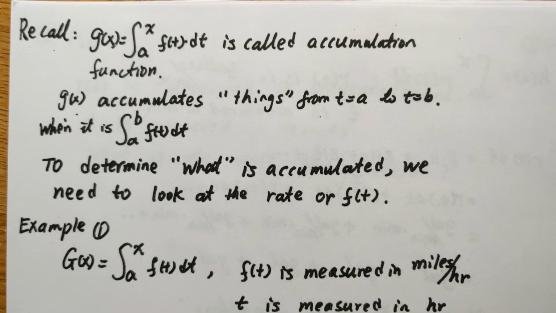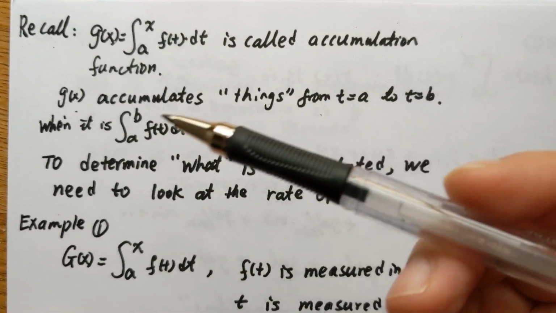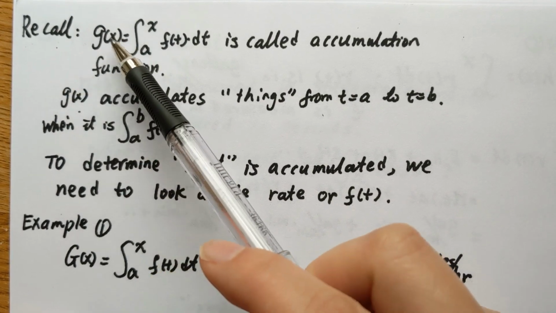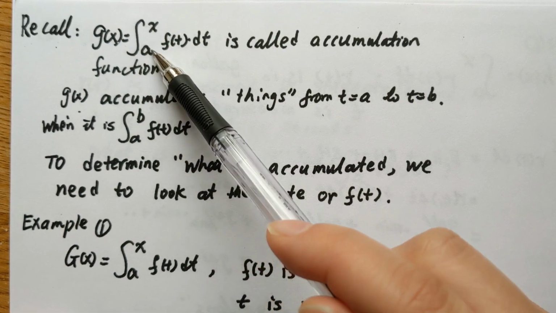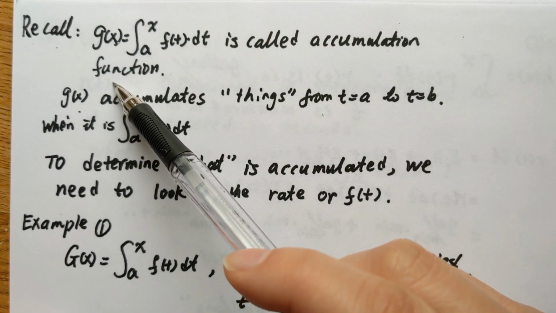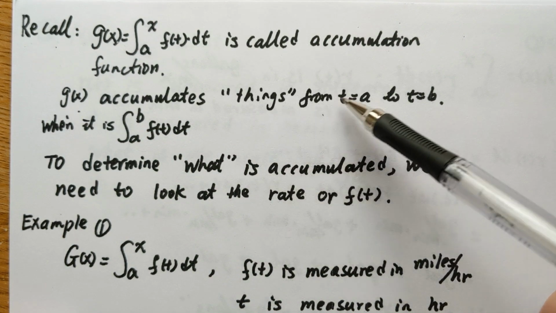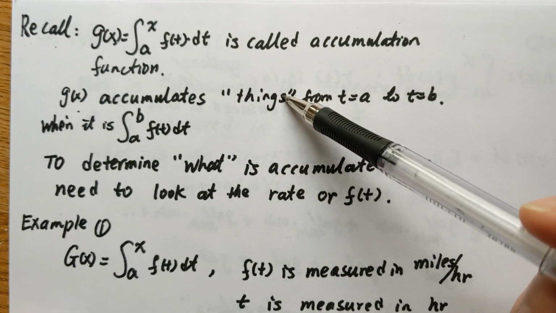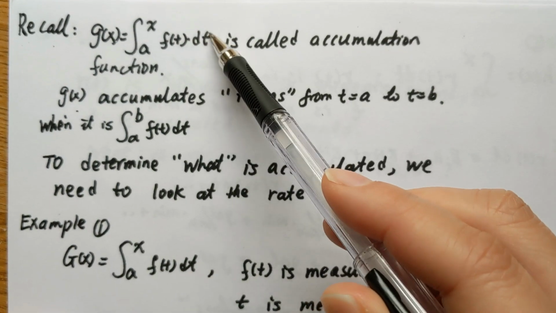So today we're going to talk about the accumulation function and see how we're going to use it to solve some problems. So let's recall the accumulation function. If we have g of x equal to the integral from a to x of f of t dt, we call this the accumulation function because g of x accumulates things from t equal a to t equal x. So what kind of stuff does g of x accumulate? It depends on the unit of the integrand f of t and the time dt.